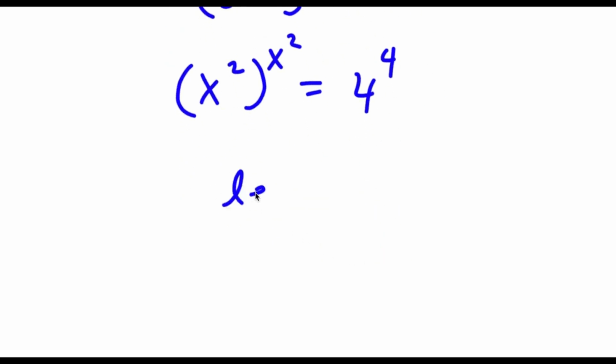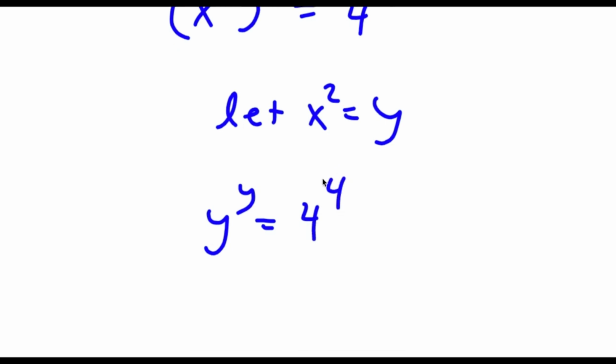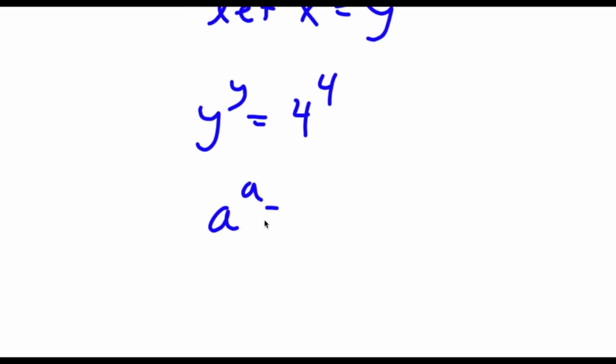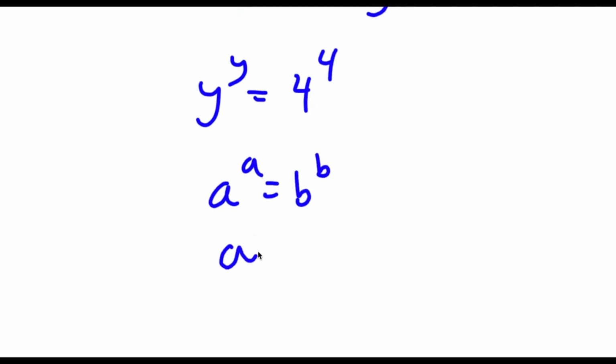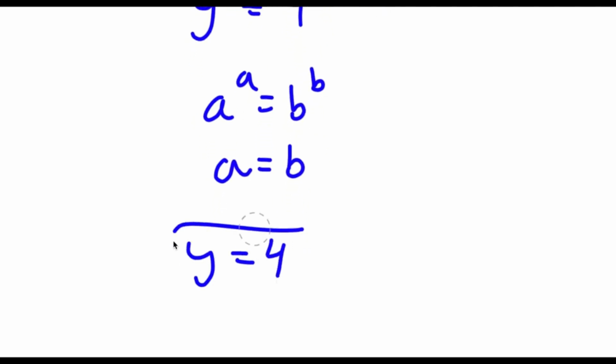Now I'm going to let x to the power of 2 equal y. So now I have y to the power of y is equal to 4 to the power of 4. Now if I have something in the form a to the power of a is equal to b to the power of b, this means that a is equal to b. So in this case, y is going to equal 4.